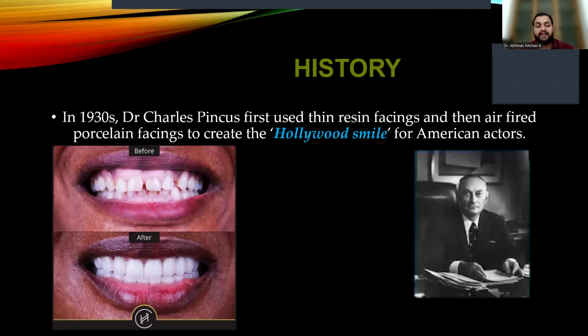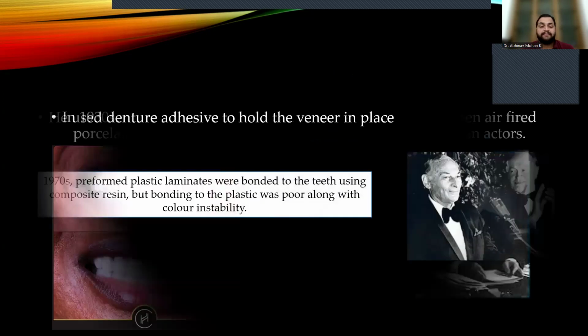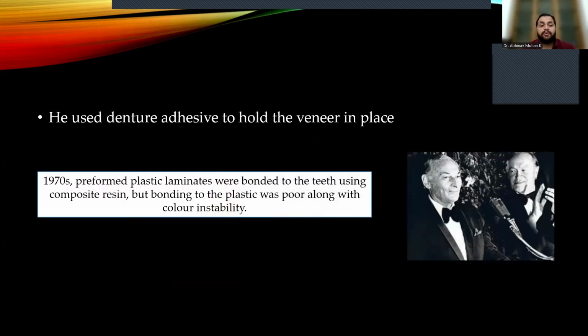So moving on to the history, how did dental veneers actually evolve? In the 1930s, Dr. Charles Pincus first used thin resin facings and then air-fired porcelain facings to create something called a Hollywood smile for American actors. So he was the first person who introduced the Hollywood smile, giving actors a total makeover. What he used to do was use a denture adhesive to hold the veneer in place.